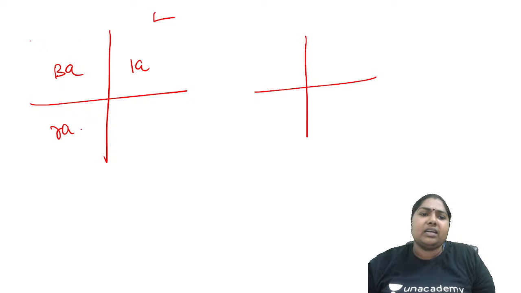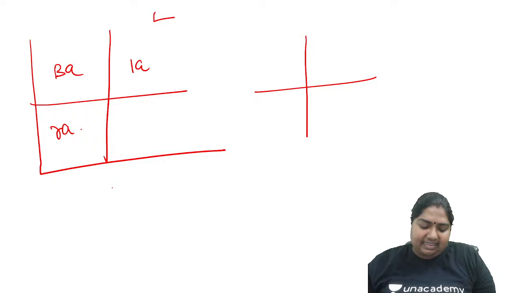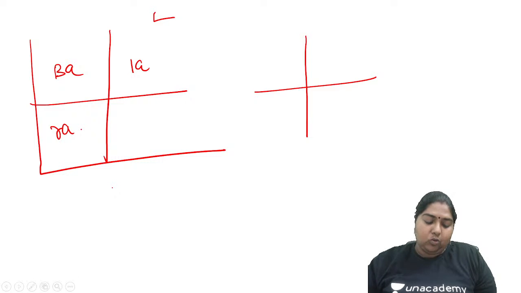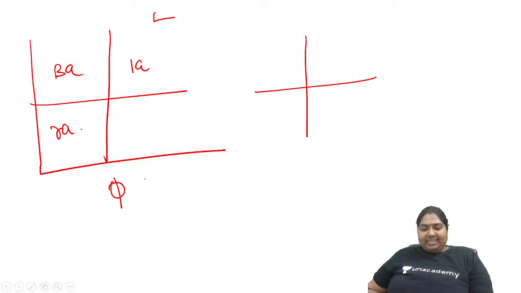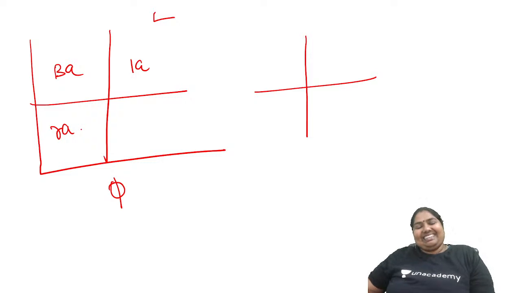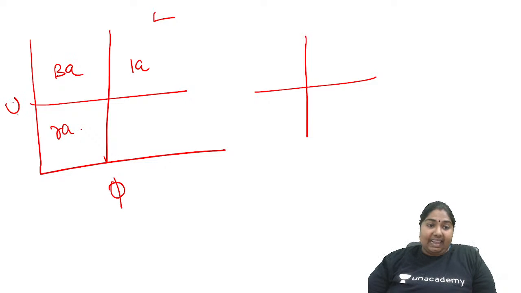Did you note what is in this x-axis? Was it phi? Anybody noted that? What was in the x-axis? I am saying that it is phi. Correct or not? Come on, everybody. Yes, it was phi, and this was psi.